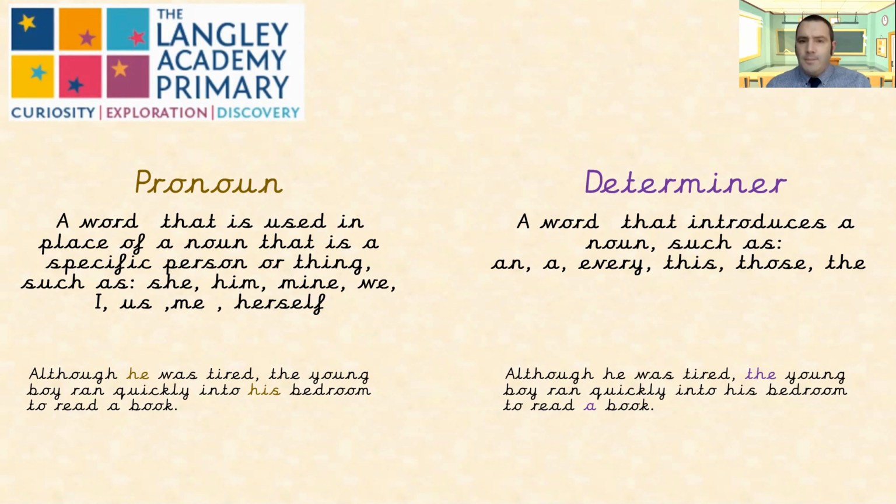Our determiner, a word that introduces a noun, such as an, a, every, this, those, the. Although he was tired, the young boy ran quickly into his bedroom to read a book. So our two determiners in there are the, for the young boy, and a, for the book.